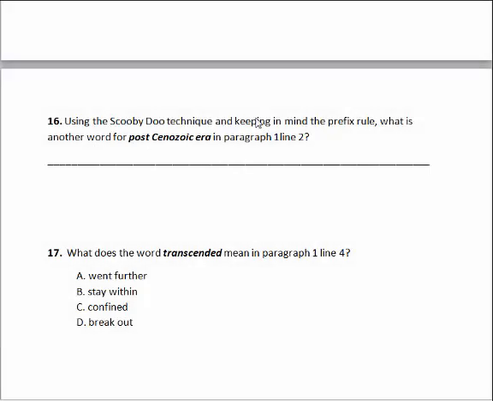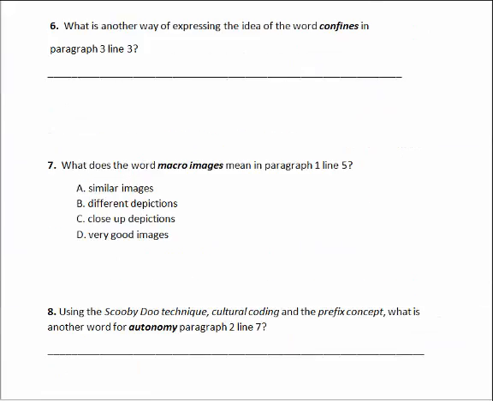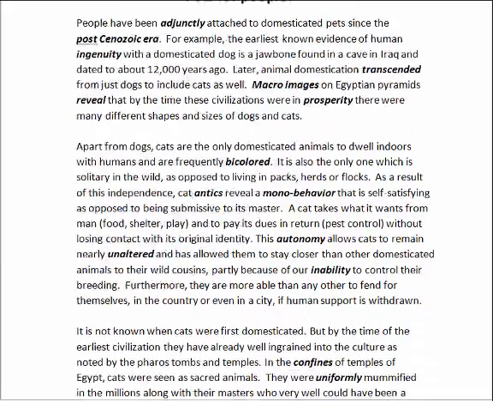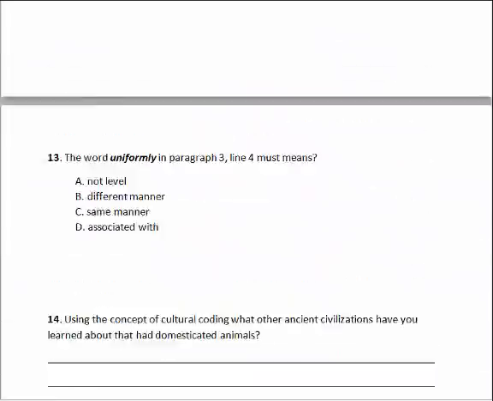Using the Scooby-Doo technique and keeping in mind the prefix rule, what is another word for post-Cenozoic era in paragraph 1, line 2? First of all, we already know the prefix post means after, and Cenozoic era is a time period. So after that time period. We go back and spot check our work by looking at the surrounding area. People have been adjunctly attached to domesticated pets since after the Cenozoic era. That makes sense to me. It means after. Let's go ahead and take a look at 17.